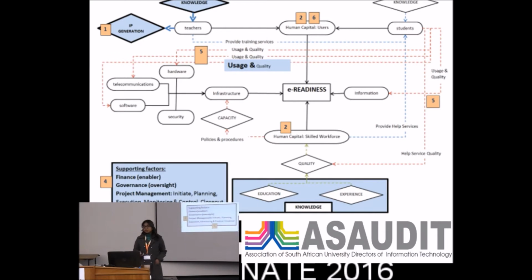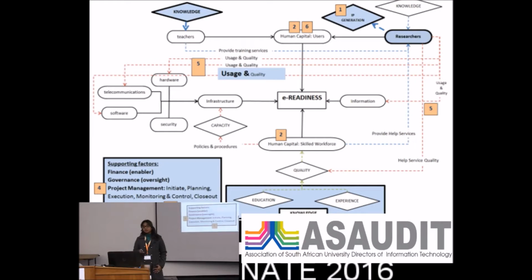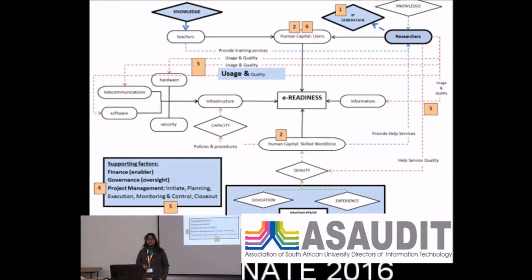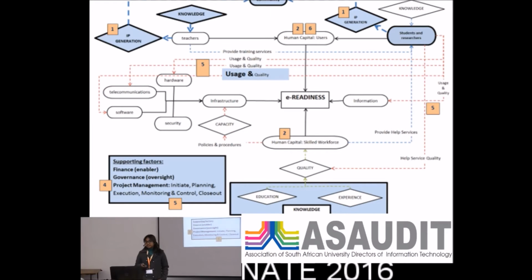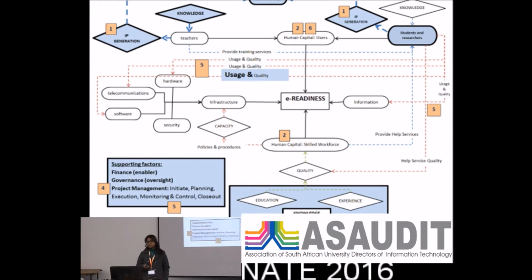The second model proposed was an e-readiness model for research and development. That again was small modifications made onto the conceptual model that I started off with. Then the third model proposed was the e-readiness model for social responsibility, and that's where aspects from the teaching and learning model and the research and development model feed back into the community. And the fourth model is a combination of all three models proposed.